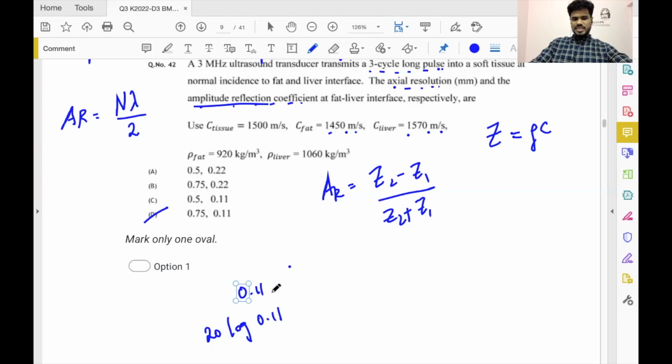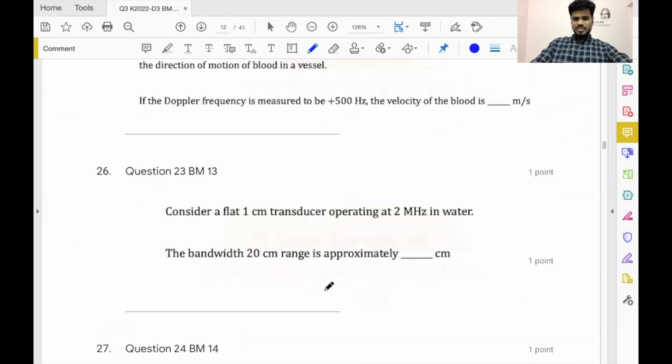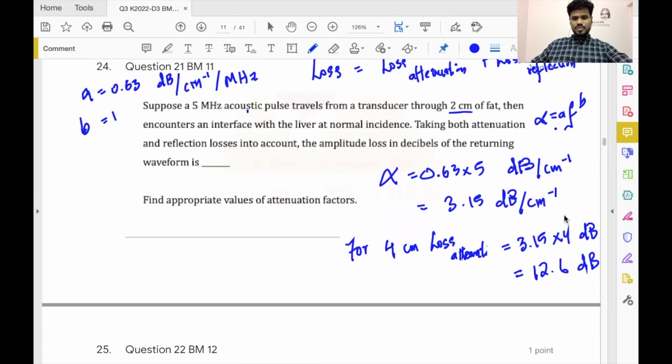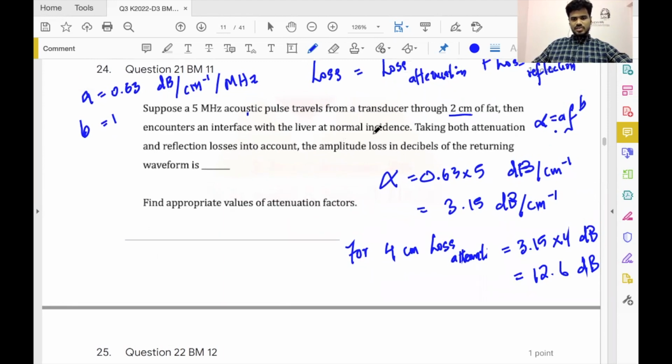So this number can be slightly different. Is there sufficient info to calculate this loss? Now the question is slightly open-ended. The loss due to reflection is 0.11, and this in decibels should be 20 log 0.11. What is that? Into 20. This corresponds to roughly a 90 decibel loss. So it's negative, and this is a loss.